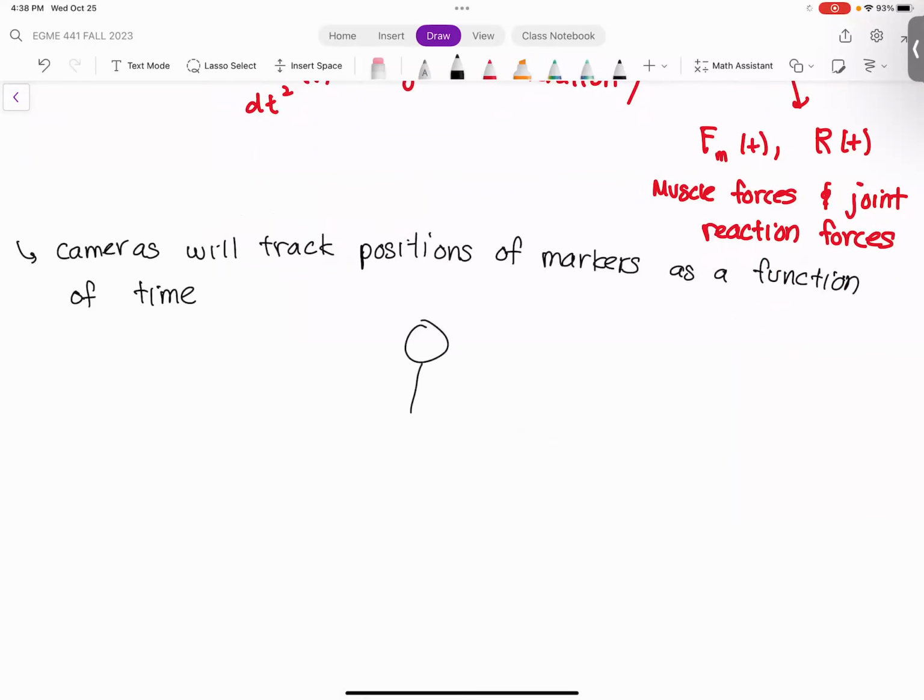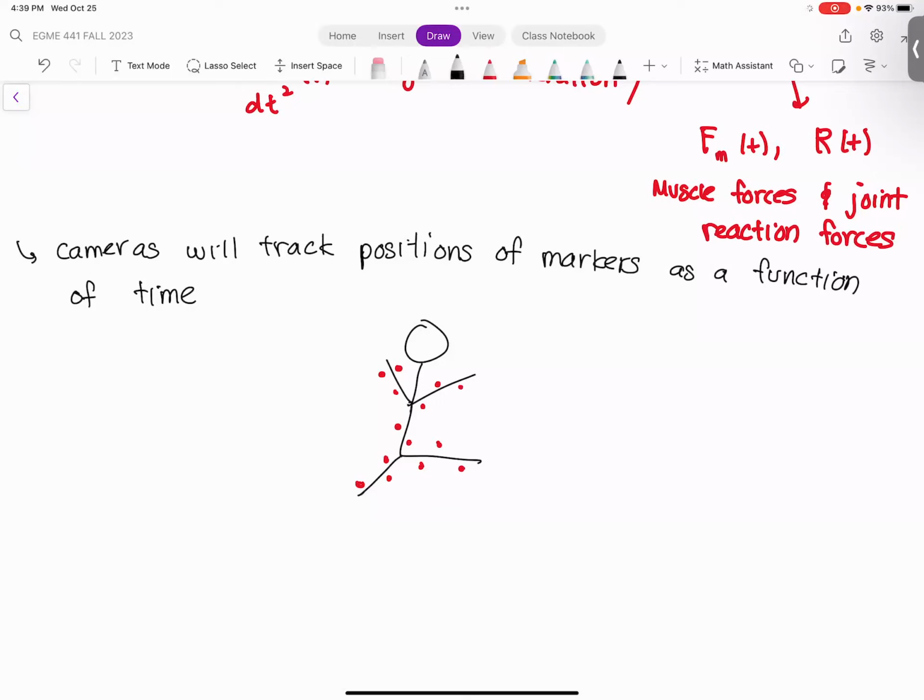And so you may have someone like this, and they're going to wear probably a suit where these markers are easy to stick. As a person goes through their motion, the cameras pick up these trackers, and from there you can process it and get the joint angles as a function of time.